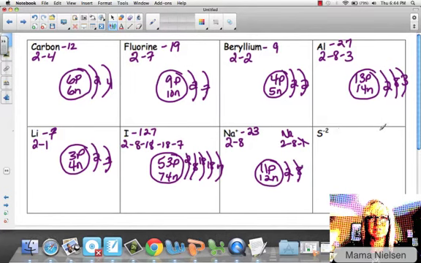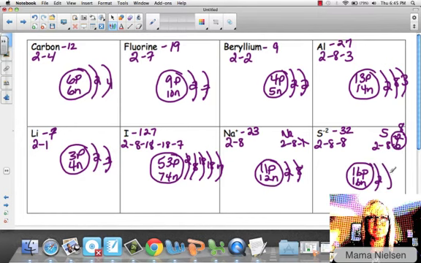Okay, the last one, sulfur. Regular sulfur is normally 2, 8, 6. But this is telling us that it gained 2. So it gained 2 here, so this is going to give us a total of 8 in our last shell. So this is 2, 8, 8. Sulfur has a mass number of 32, and it has 16 protons. 32 minus 16 is 16, so it's got 16 neutrons. And this would be 2, 8, 8.